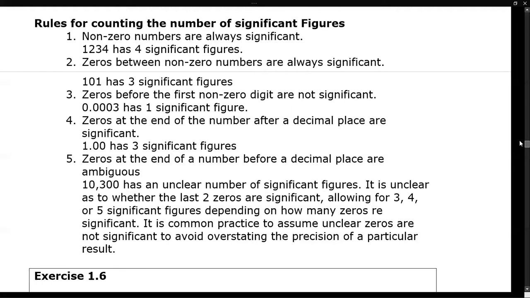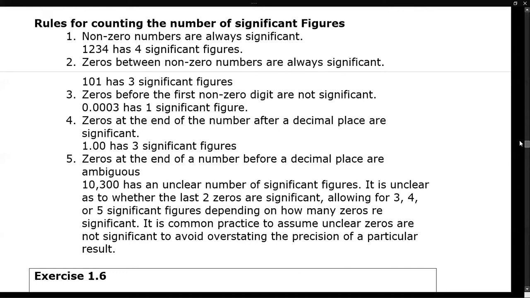Zeros at the end of the number, but after the decimal place, are significant. 1.00 has 3 significant figures. Taking them away doesn't change the value of the number, so what's their point? They indicate the precision of our measuring device. Zeros that indicate precision are significant.